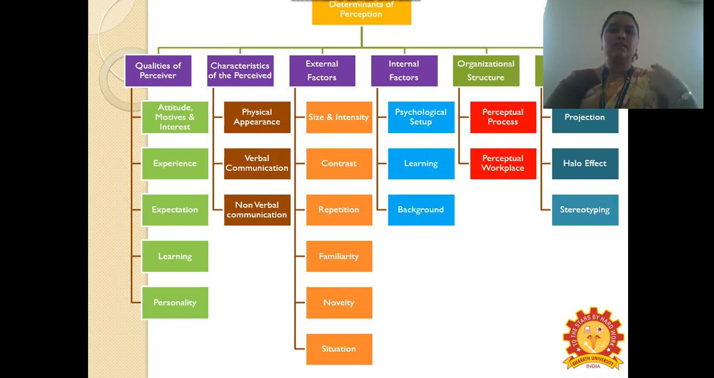Then learning. So what happens under learning? The perception of people depends on this zeal to learn. So those people who are educated, those people who are knowledgeable to perceive things, have a good level of perception when compared to uneducated people.